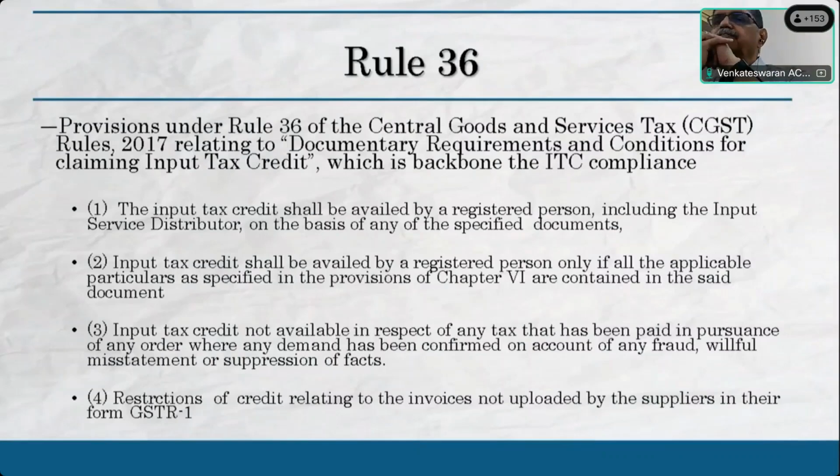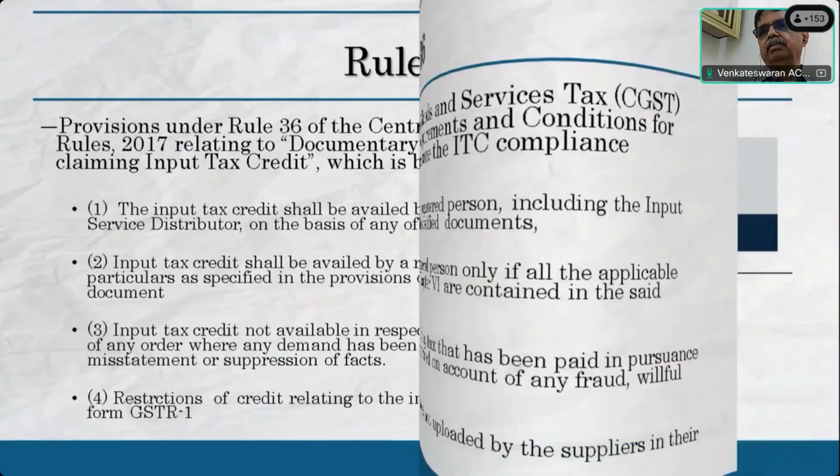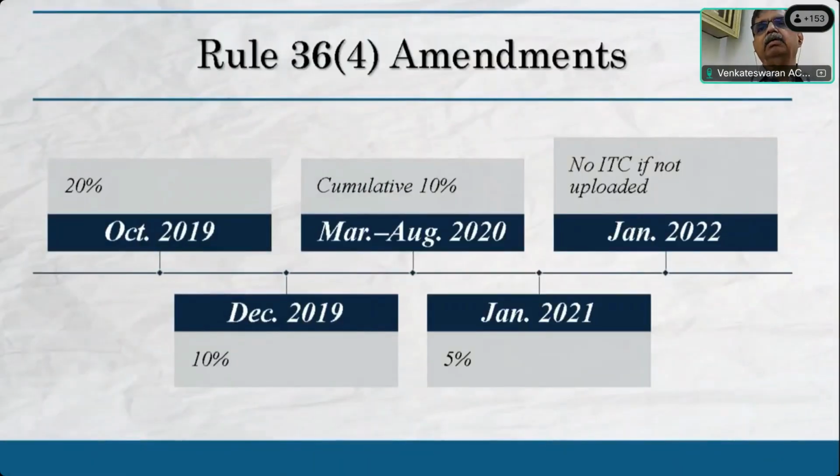Credit could be restricted only if the available particulars are specified and contained in the document and it is not uploaded, which means in GSTR-1 or 2A or 2B, you are not entitled to take credit. That is very much so. So Rule 36 for amendment, October 2019, they have given 20%.